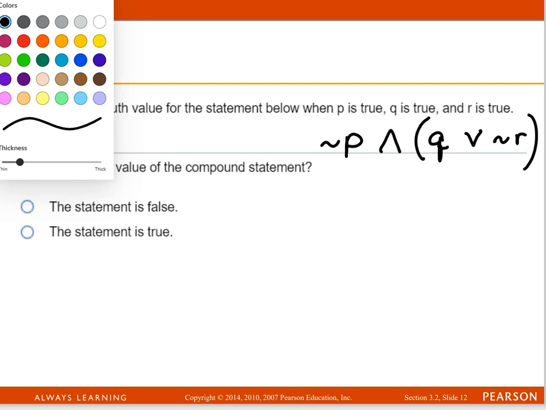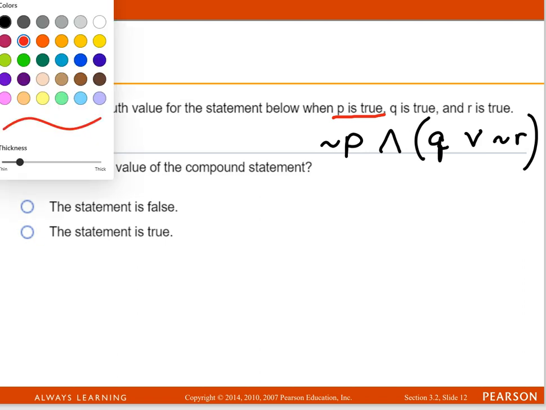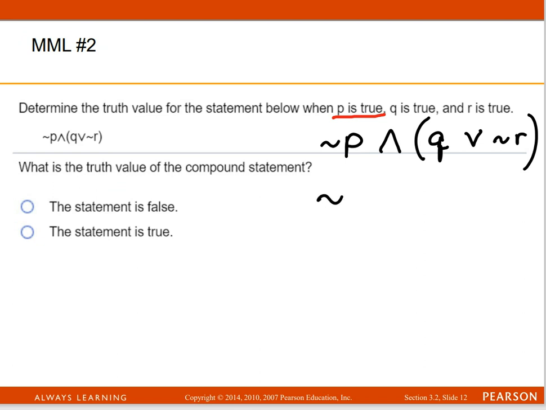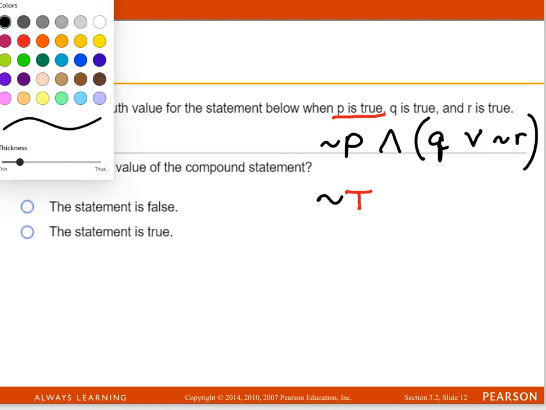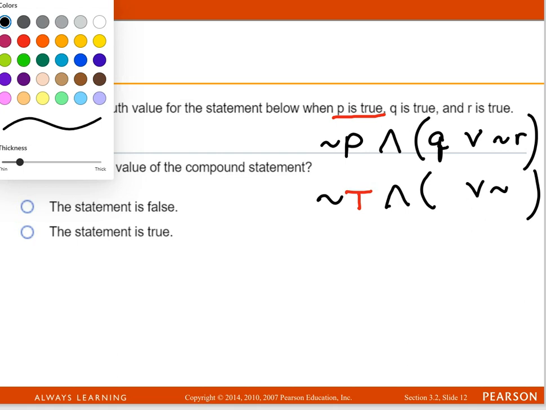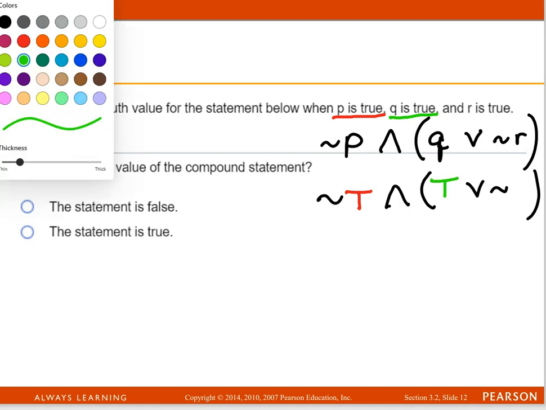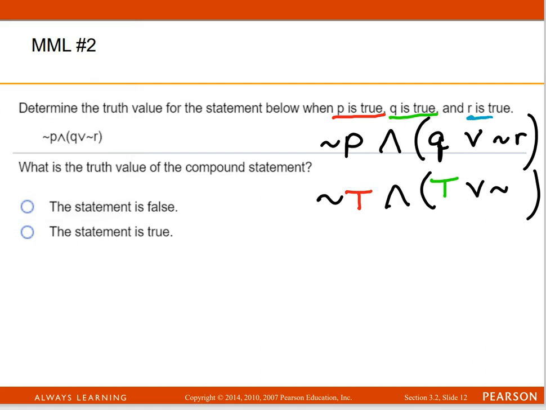Up here, they told me that when P is true, this is going to become the negation of a true. I'm just going to go ahead and do all the rest of this in black, instead of switching pens back and forth over and over. Here we go. P is true, Q is true, so I need a true here, and R is true, so put a true there.